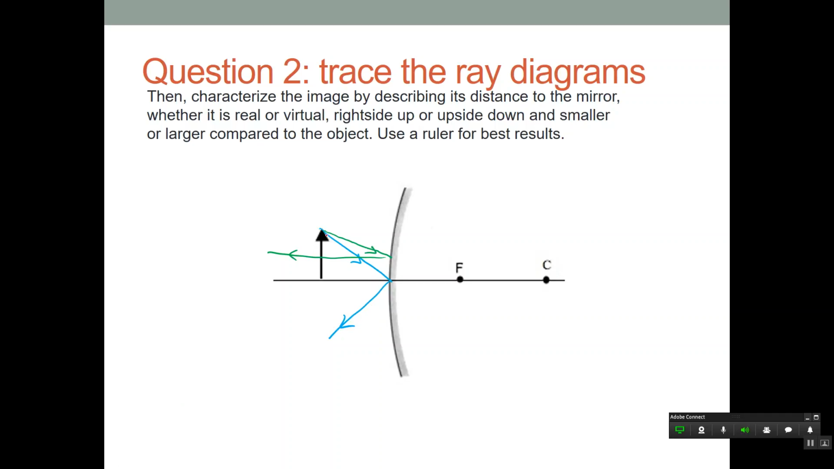And the next one is going to have to be parallel and then towards the focal point. But again, it can't go through the mirror, right? Because the light rays don't do that. So that means it's got to go in the direction opposite from it. And if you work your way backwards, that one should hit the focal point.